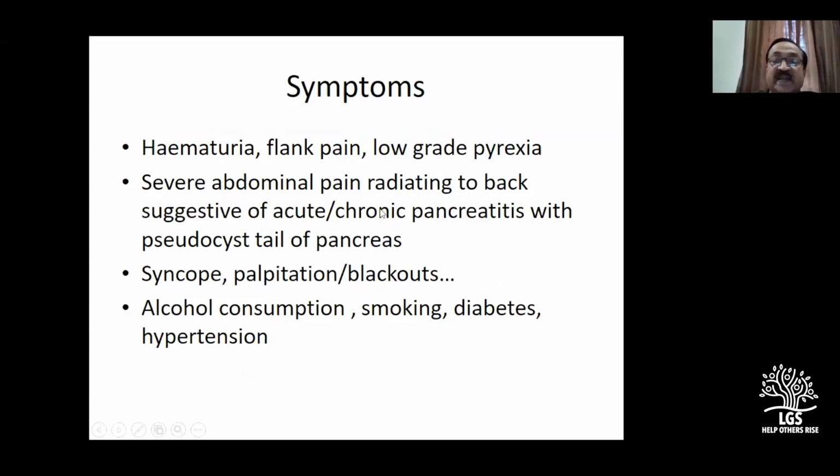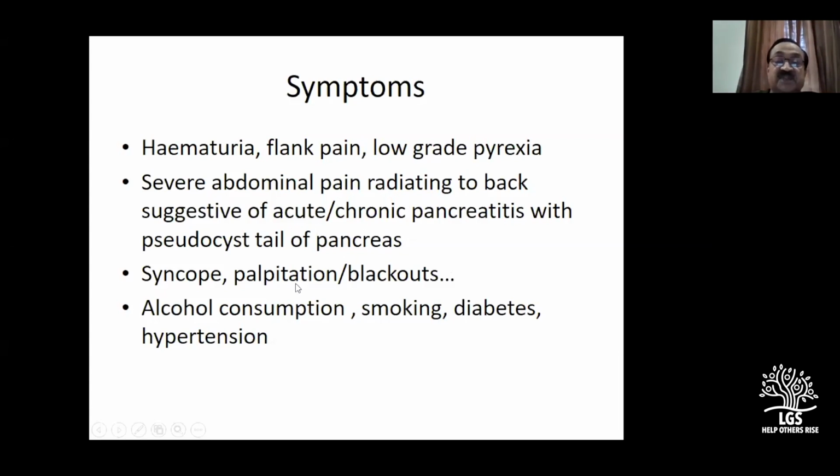Then there is pancreatitis, acute and chronic, with recurrent pain radiating to the back. One can have a pseudocyst arising from the tail of the pancreas. I have told you some time back, the tail of the pancreas is attached to the spleen. So you should also think, is there a lesion arising from the pancreas?